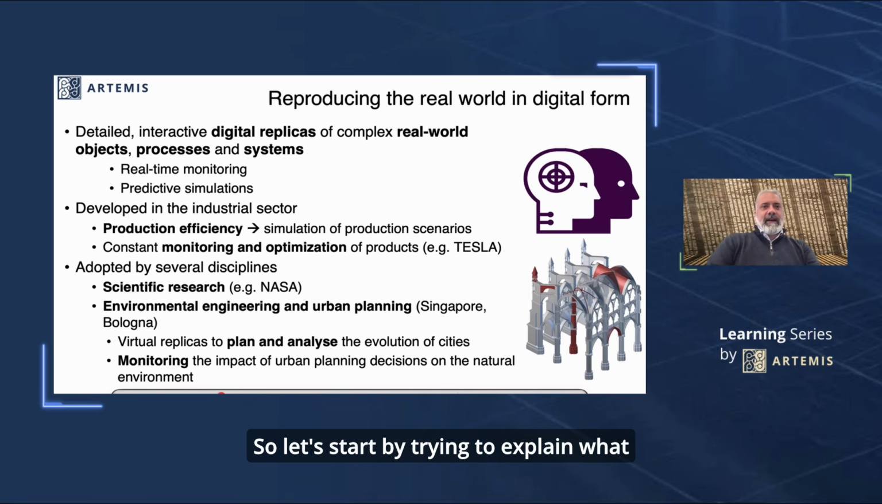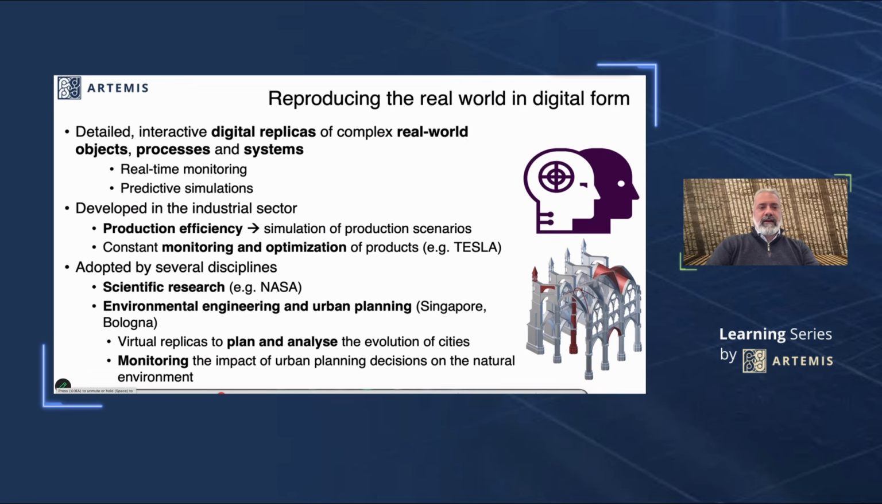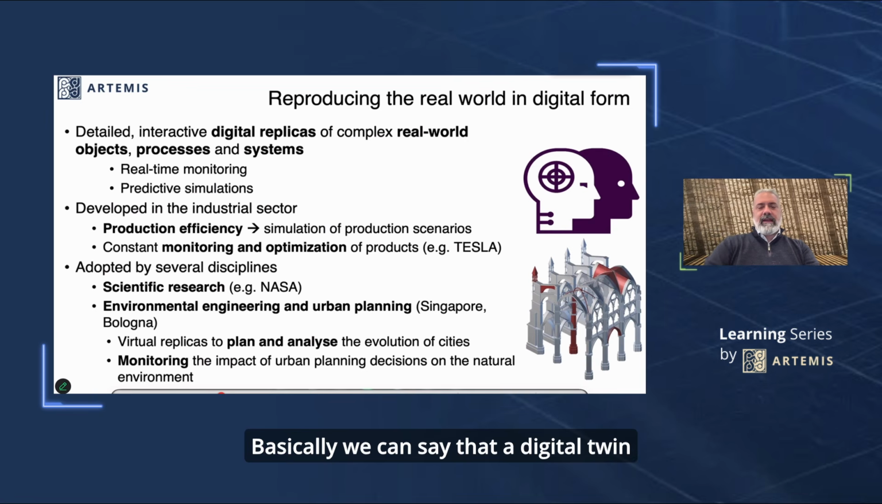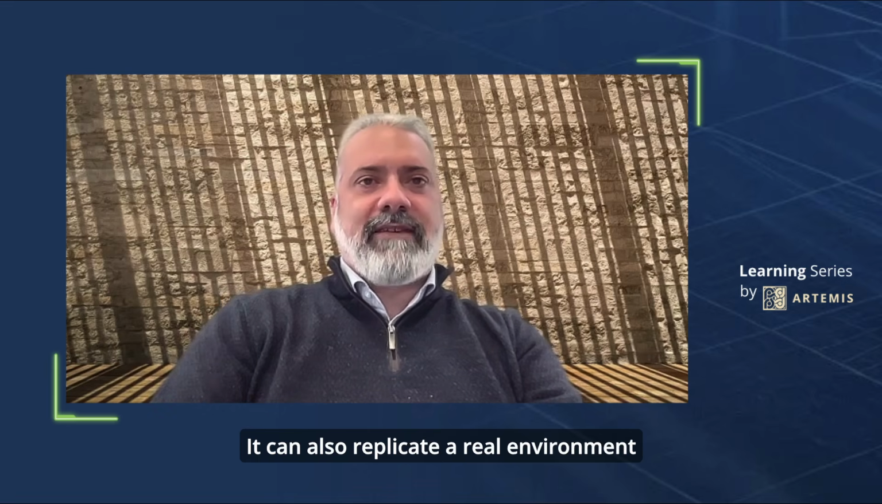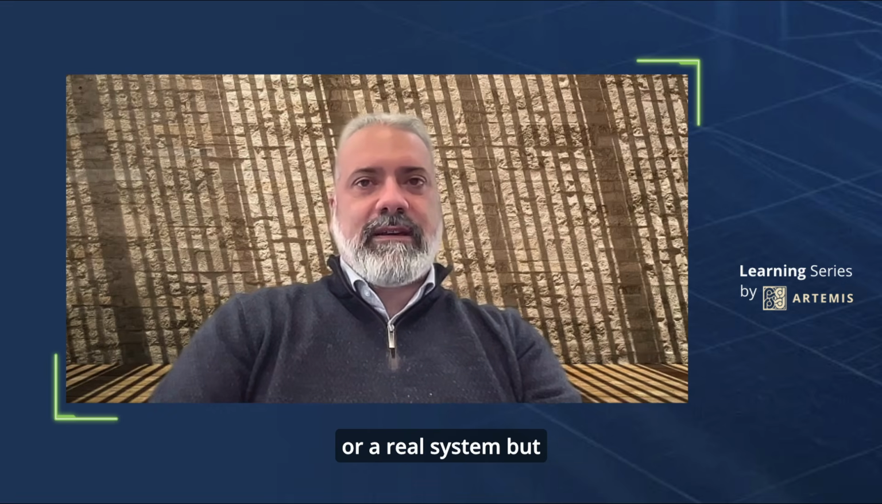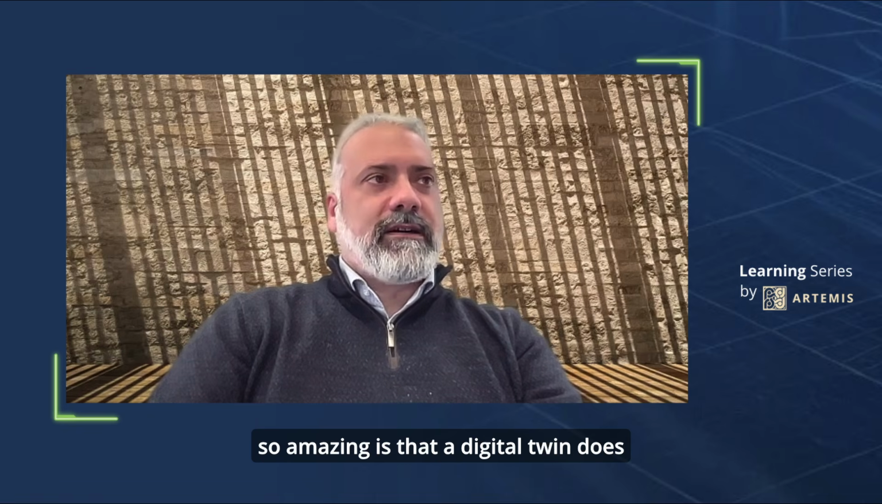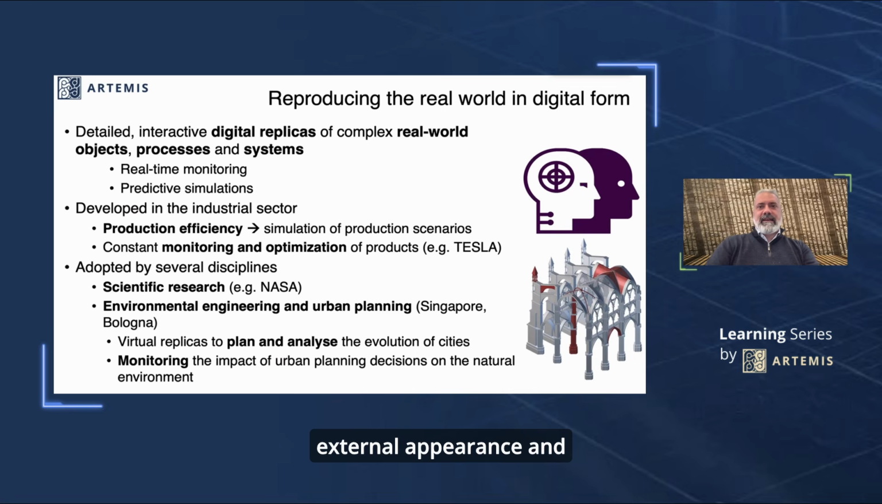So let's start by trying to explain what we mean when we talk about digital twins. Essentially, we can say that a digital twin is a digital artifact created to replicate a real-world object. It can also replicate a real environment or a real system, but what makes this concept so amazing is that the digital twin does not reproduce only the external appearance and shape of the real object, but also its functioning and the way it works.